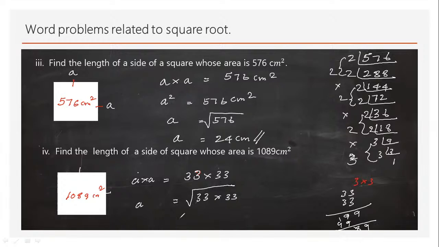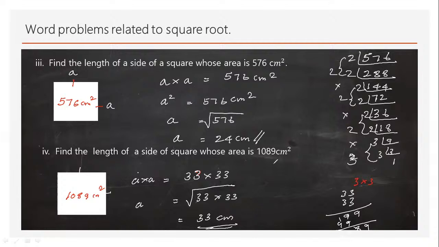Mentally also, you can get the answers like this. If not, you can use the prime factorization method here also. 1089, that is true. But here they are asking for the square root. 33 into 33, the square root is 33 centimeter. The side length is 33 centimeter.